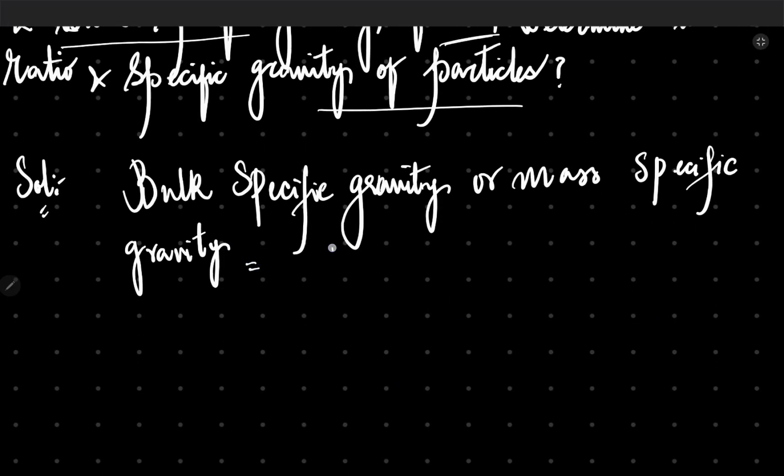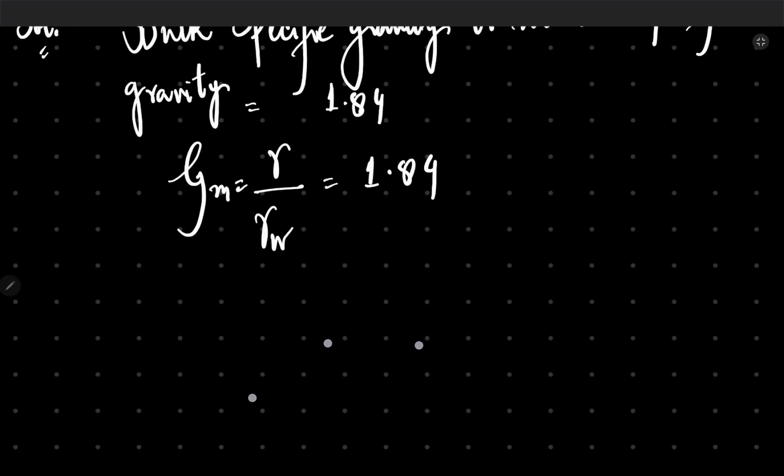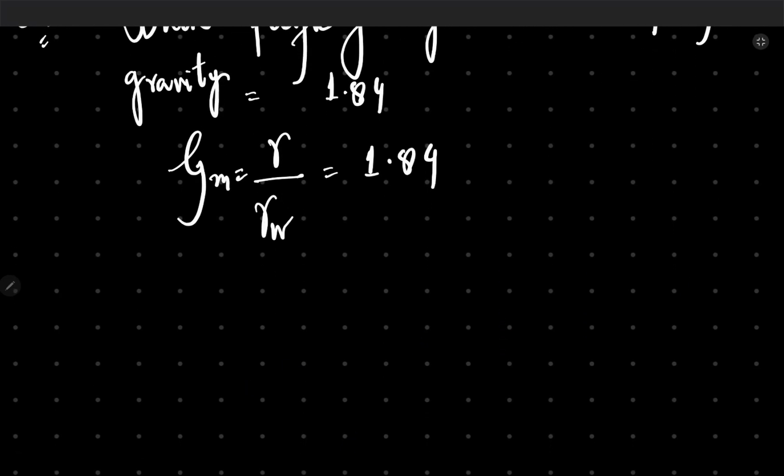1.84. That means mass specific gravity is equal to the bulk weight density divided by the unit weight of water. This is how much? 1.84. Alright, so this is 1.84.